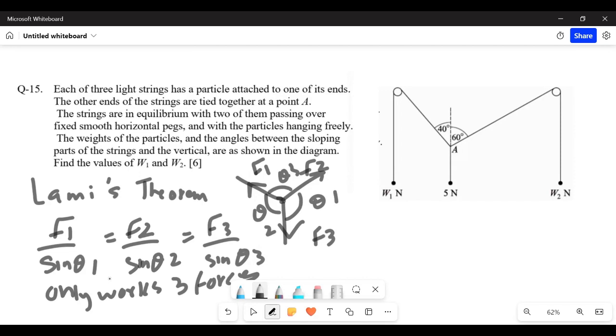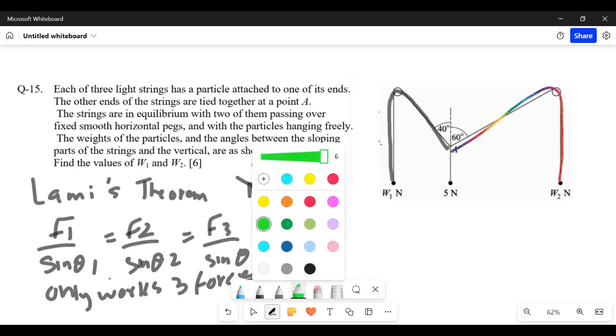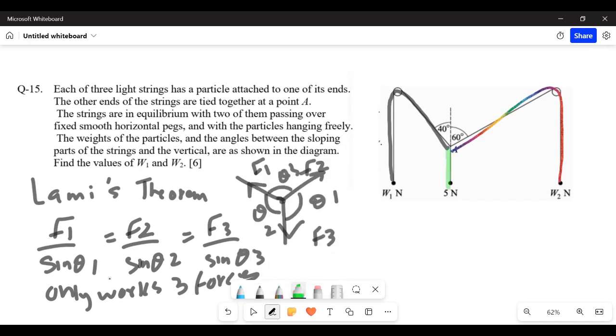Okay, अब ये three strings है. The other end of the string are tied together to point A. अच्छा, अब ये एक string है, इधर से शुरू हो रहा है, यहाँ पे A पे खत्म हो रहा है. फिर ये एक स्ट्रिंग है, इधर से शुरू हो रहा है और इधर खत्म हो रहा है. और फिर एक थर्ड स्ट्रिंग है जो यहाँ से शुरू हो रहा है, यहाँ पे खत्म हो रहा है. अब since these are three different strings, इन पे three different tension की. So now you're going to use T1, T2 and T3.